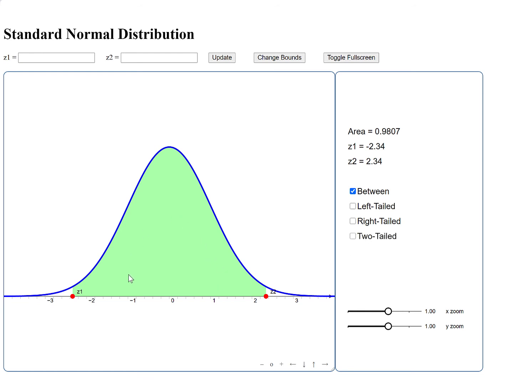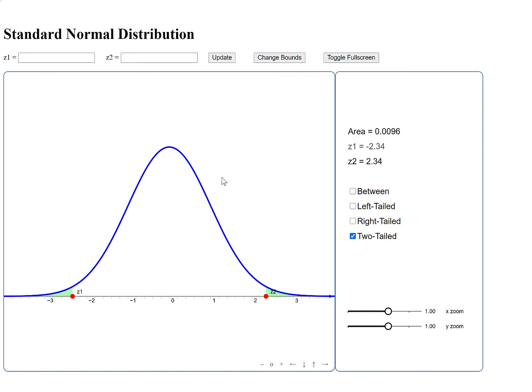If I take the complement of this green area, the complement is the area in these two tails, and it's the sum of both of those. So that complement is 1 minus 0.9807, which is 0.0193, which means because the distribution is symmetric, there's half of that in the lower tail and half of that in the upper tail. So in the lower tail, it's 0.0096. In the upper tail, it's also 0.0096. And then in both, it's double that. I don't know why it's not updating, but that's okay.